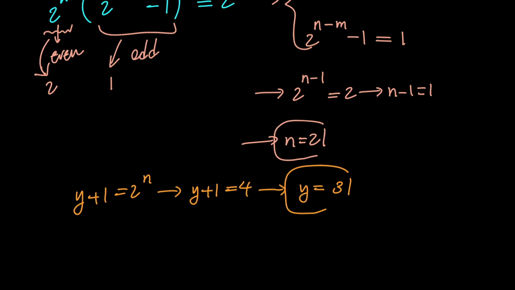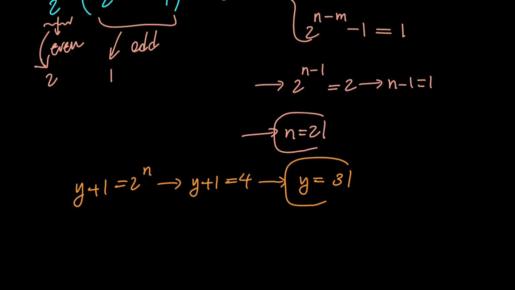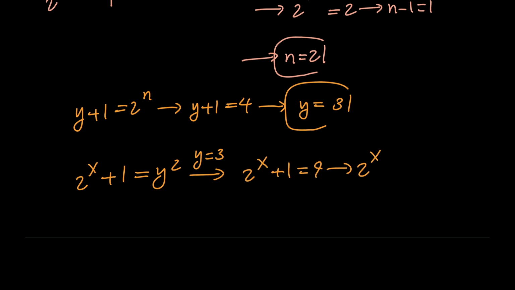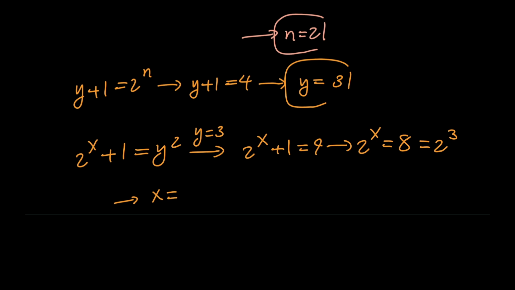Cool. And remember that the original equation was this: 2 to the power of x plus 1 equals y squared. Now we know that y is 3, therefore 2 to the x plus 1 should be 9, which means that 2 to the x is 8, and 8 is 2 cubed, which means that x should be 3. Great, so (3, 3) is the only pair of solutions that we can find for our interesting equation.